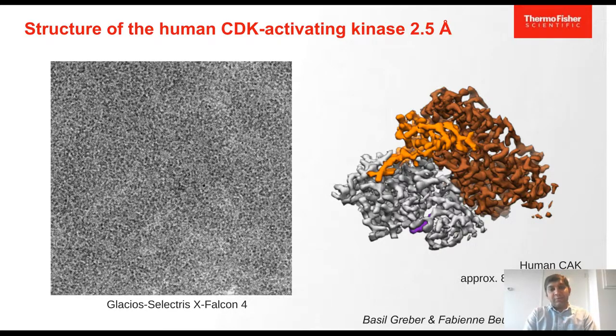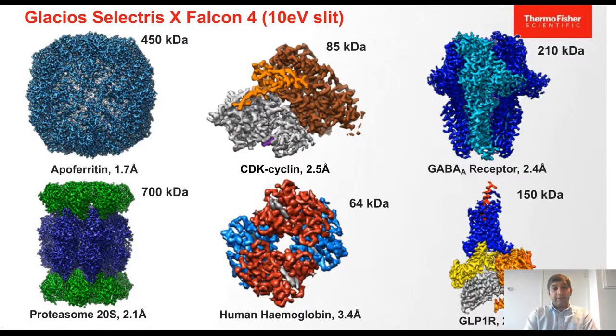Again, this shows what we can do even with a sub-100 kilodalton protein. This protein is about 85 kilodalton in the aligned region. There are also some flexible bits, about 15 kilodalton, which are not visible in the cryo-EM map because they are highly flexible. So with the Glacios, we have seen a range of different structures, starting from apoferritin going to 1.7 angstrom, the T20S to 2.1 angstrom, this 85 kilodalton CDK activating kinase to 2.5 angstroms.